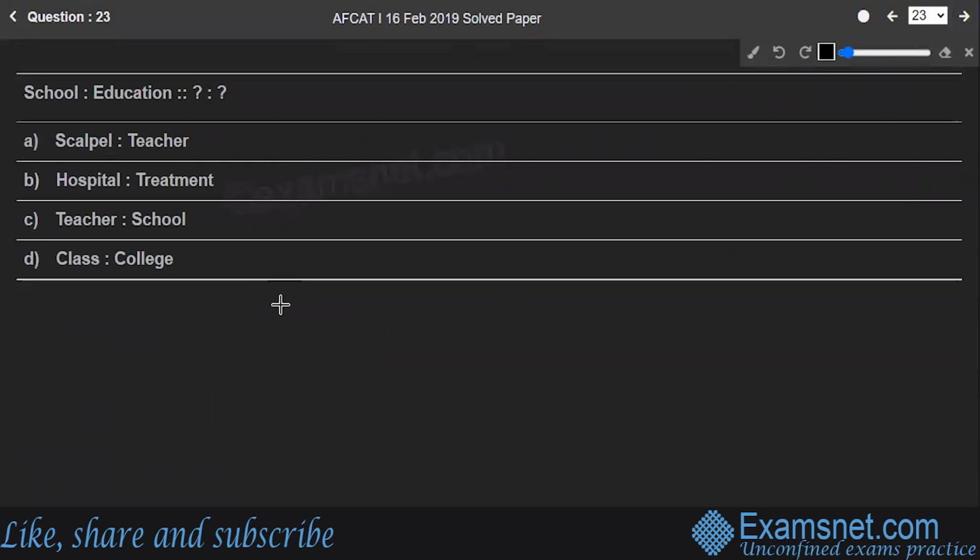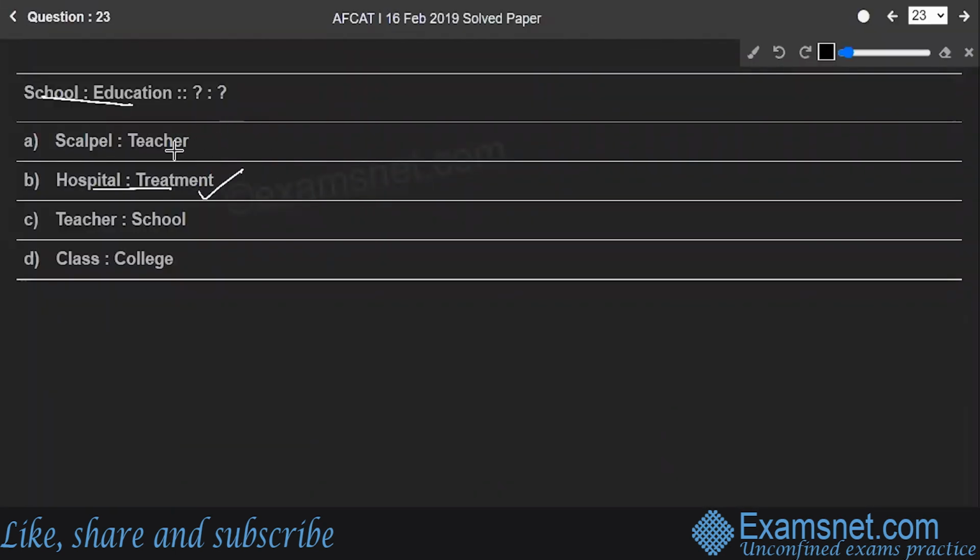Now it is saying school is related to education. Similarly, which pair represents the same type of relationship as school and education? You know, one thing, we get education in school. You go to school to get the education. Similarly, you go to a hospital to get the treatment, right? So here we have option B as the answer.